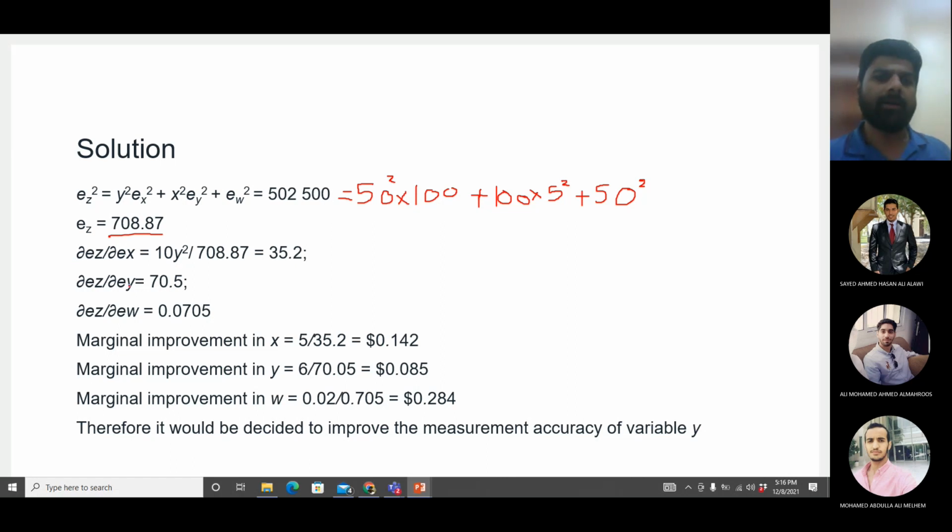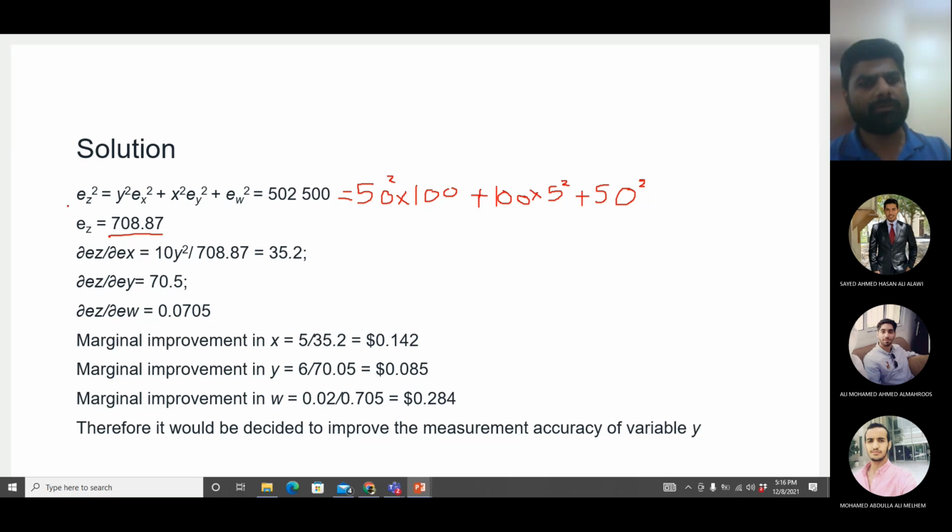Now we need to know, so this is the overall error. Now we need to know the error caused because of each variable. The error caused because of each variable. Okay, so I will now do the partial differentiation of the error term with respect to each variable.